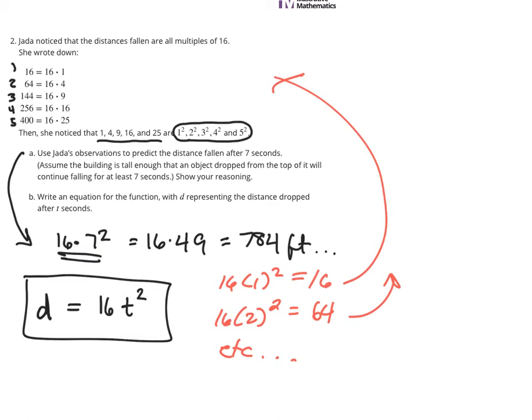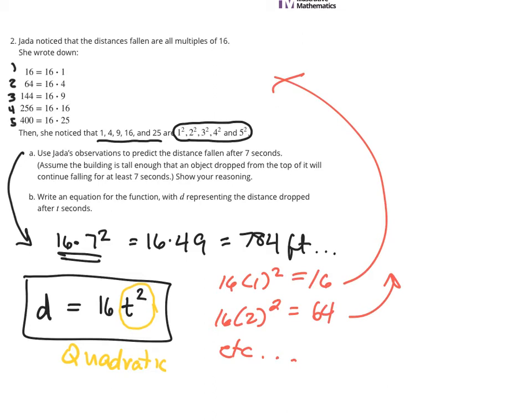Let me point out a few things here. What we know is this right here suggests a quadratic relationship. Okay, that variable squared is quadratic, and that relationship is between the time and the distance traveled, the elapsed time and the distance.